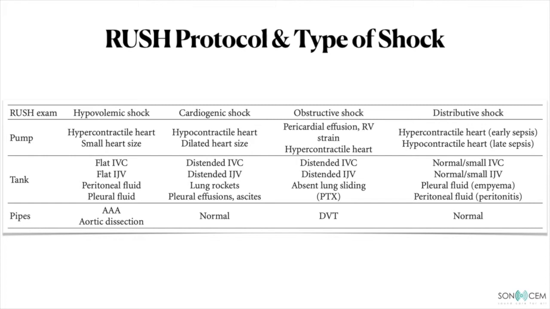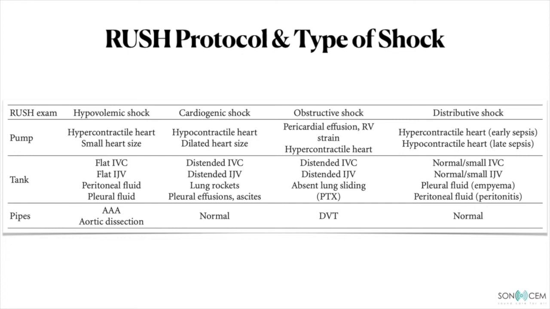Obstructive shock is evidenced by pericardial effusion in cardiac tamponade, RV strain pattern in pulmonary embolism, and absence of sliding sign in tension pneumothorax. In the pipe assessment, you may find DVT, which will be present in pulmonary embolism.